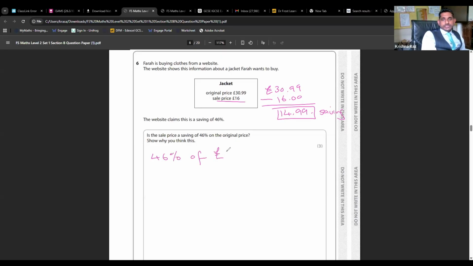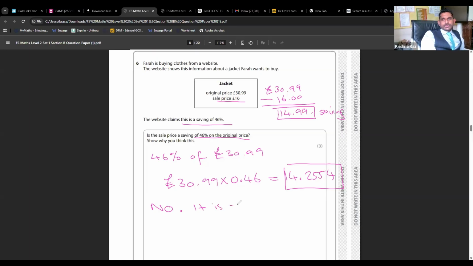46% of the original is the same as doing that on the calculator. And that will give us 14.2554. Is the sale price a saving of 46%? Well, actually, it's more than 46%, isn't it? Yeah. So the original is this, that's the sale price. So you just need a valid reason now. So you might say, no, it is even better. Or you could put yes, but it is more. But it is a better saving.